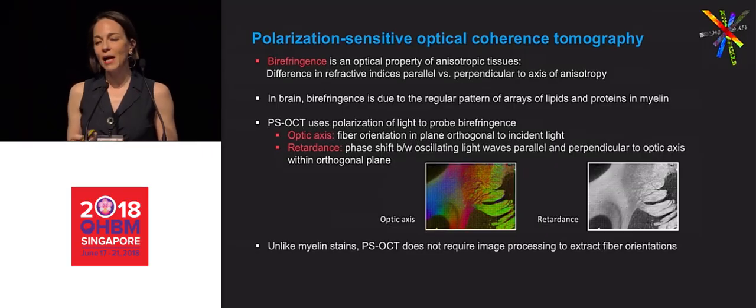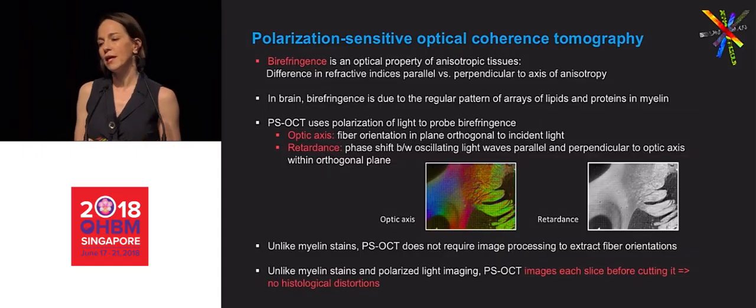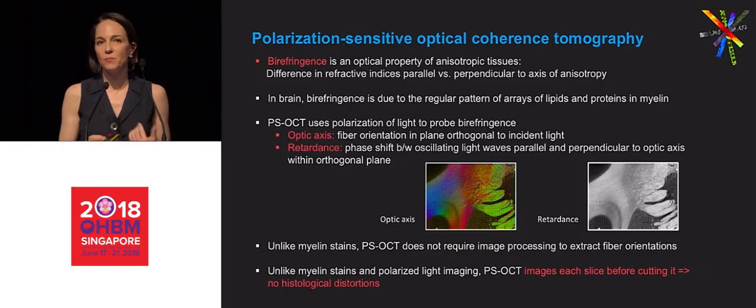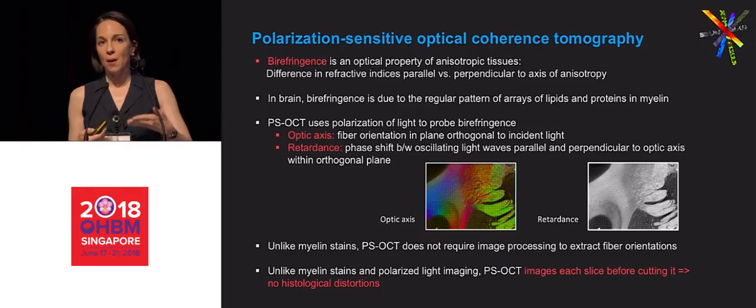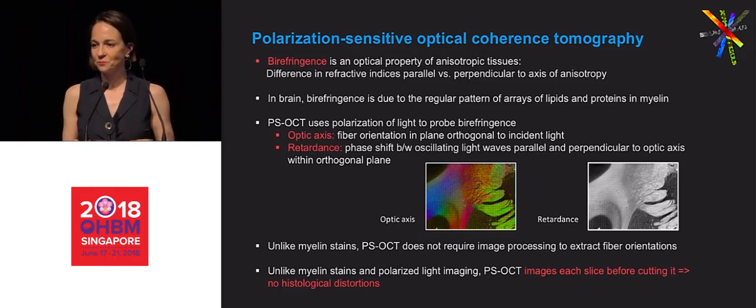Unlike myelin stains, PS-OCT does not require any kind of image processing of histological images to extract the fiber orientations, because the fiber orientations come to us as a direct measurement of the scan. And unlike both myelin stains and polarized light imaging, PS-OCT does not suffer from histological type nonlinear distortions. So the slices come out perfectly aligned to each other because we image each slice, we image the superficial layer of the tissue based on the light that's backscattered from the tissue, and after we image it, then we cut it and move on to the next slice.